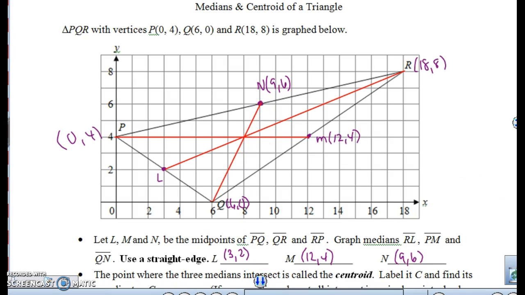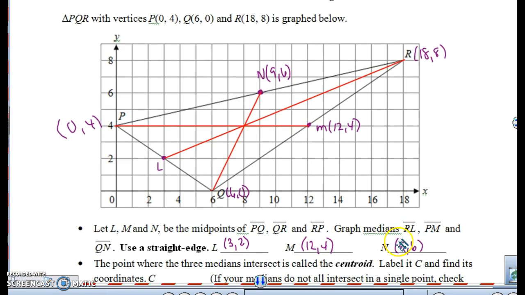Okay, so notice those three medians intersect at a single point. The single point they intersect is right there. That point is called the centroid. The centroid is the point where the three medians intersect. So that is the centroid. That is C. Okay, what are the coordinates of C? Well, we count over. It's going to be (8, 4).